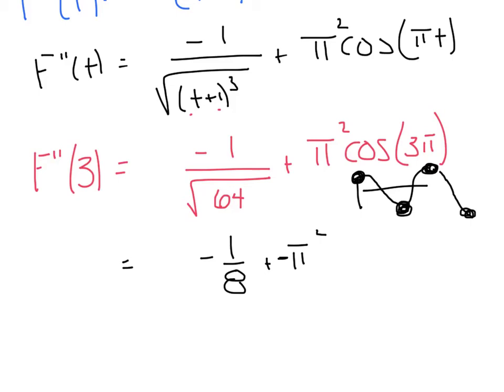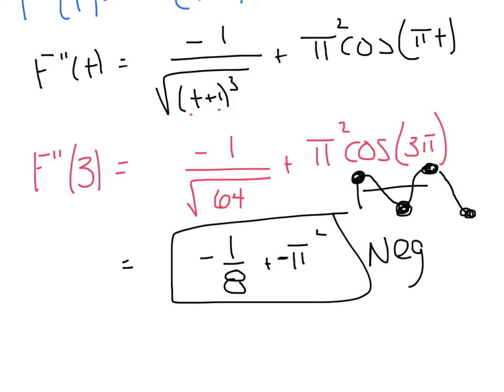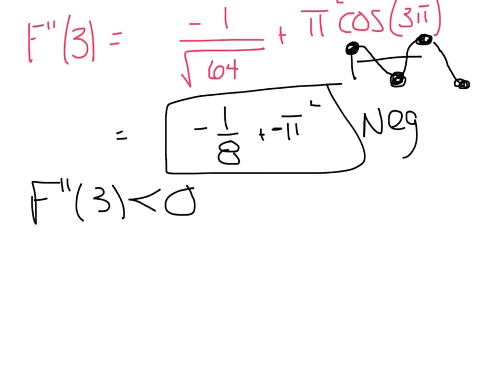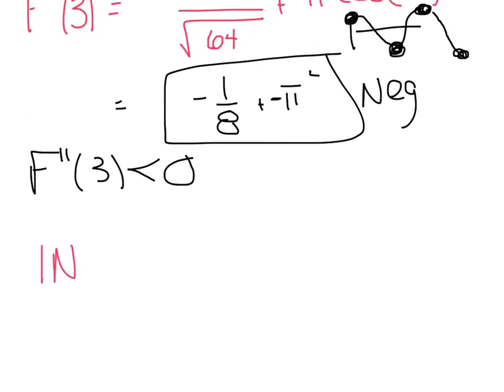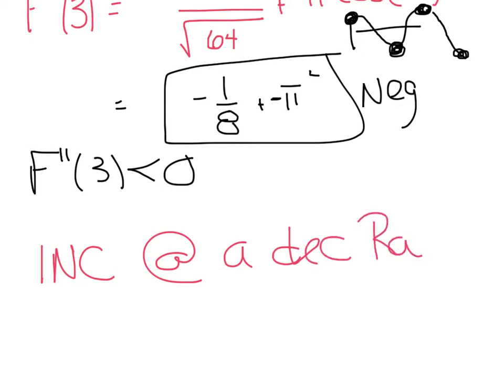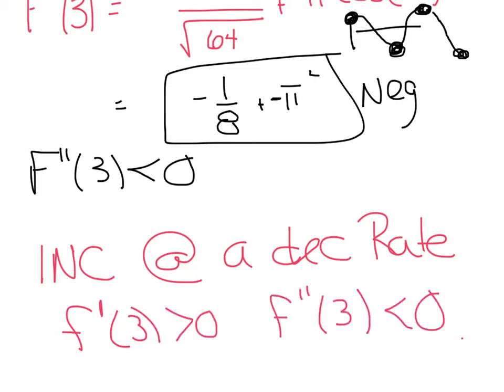Now notice, I don't really care what this answer is. Again, I care about the sign. This is clearly a negative number. Therefore, f double prime of 3 is less than 0. So I can clearly state that my function is increasing at a decreasing rate because f prime of 3 was greater than 0 and f double prime of 3 is less than 0.